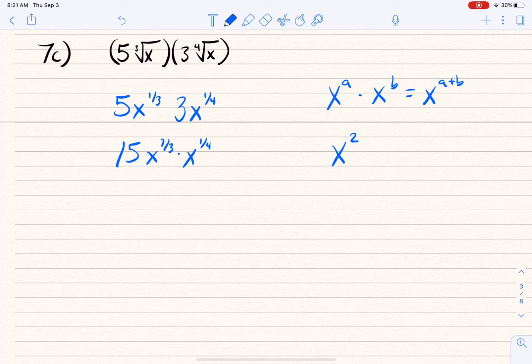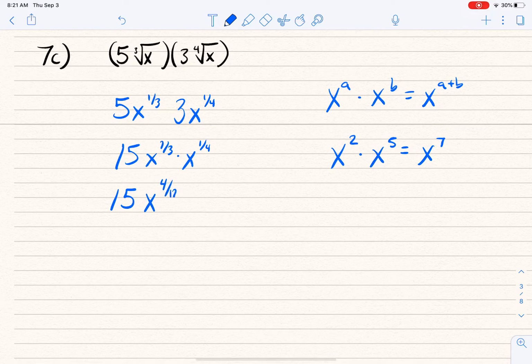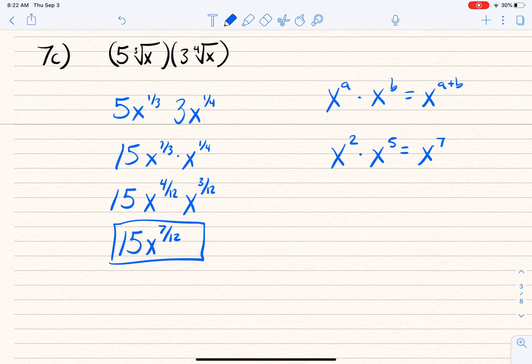In other words, if I have x squared times x to the 5th, it's not x to the 10th, but it's x to the 7th. And so right here, I have to find a common denominator and add those exponents. Now obviously for 3 and 4, the common denominator is 12ths. So I can multiply the top and bottom of this one by 4 and get 4/12 times x to the 3/12. And when I combine those, I get 15x to the 7/12. Simple, easy problem.